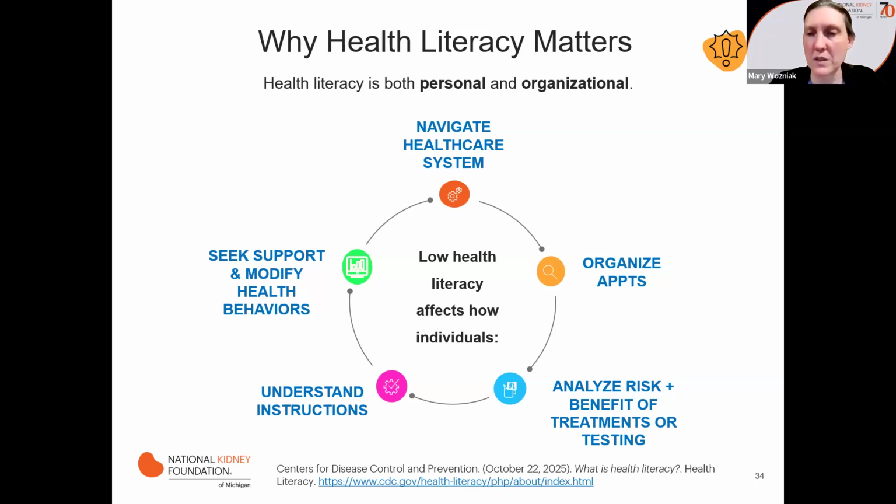I'd love to hear if anyone wants to unmute: if you find that an individual has challenges around health literacy, what are some of the ways that you approach that to make it more accessible for them? Got any brave volunteers?